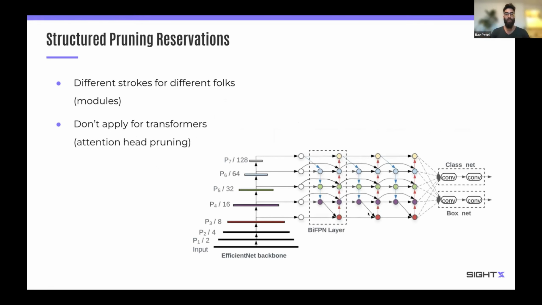But there are some things that you need to pay attention to. This is just a random photo I took of an efficient architecture, and here you see the backbone and the neck and the head, and each module within this detector has a different meaning of pruning the layers, right? You wouldn't be able to achieve good results if you treated layers here the same as layers in the backbone.